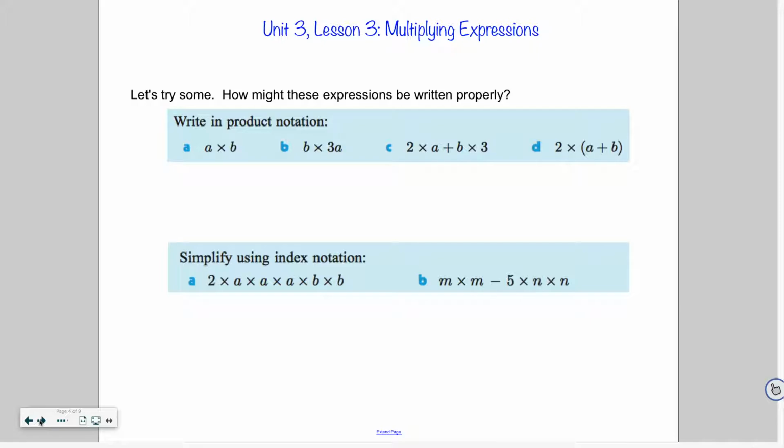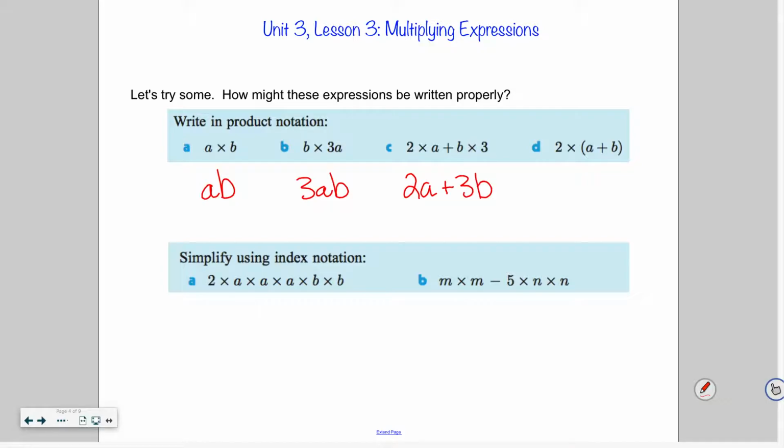A times B. Who wants that one? Good. You just write AB. This one? Tell me, Zoltan. 3AB. What about this one? 2a plus 3b. Very good. 2a plus 3b.